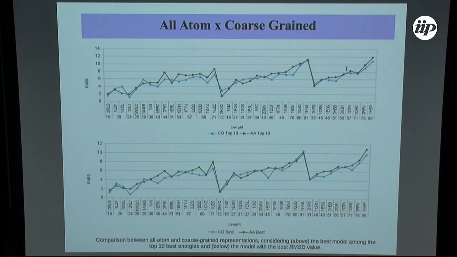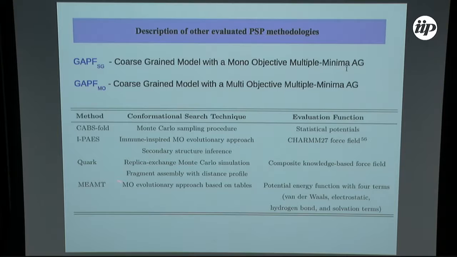And we also constructed a coarse grain model with a multi-objective genetic algorithm. And we compared this method with the three ab initio methods, CABS, IPAIS, MEMT, developed by another Brazilian researcher, and with Quark from the Zhang group. I think it's the best de novo method, because Quark is not an ab initio. They use fragment assembly with distance profile and a knowledge-based force field. It's a de novo strategy.